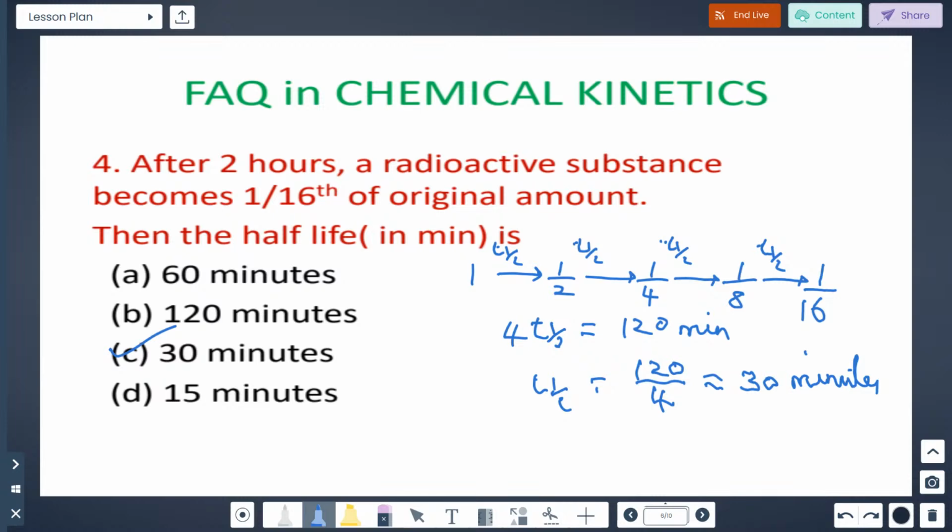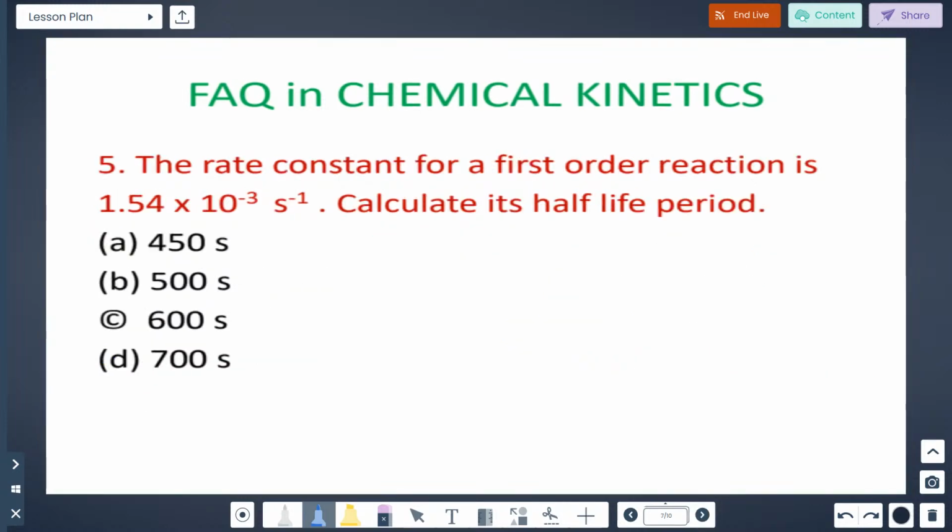Now, next sum. Okay. See the sum. The rate constant for a first order reaction is 1.54 into 10 power minus 3 per second. Calculate its half-life period. Okay. So again, half-life period sum. It's a formula oriented sum. Understood? So you know that for a first order reaction we have a half-life period formula, and for a zero order reaction we have a different half-life period formula.